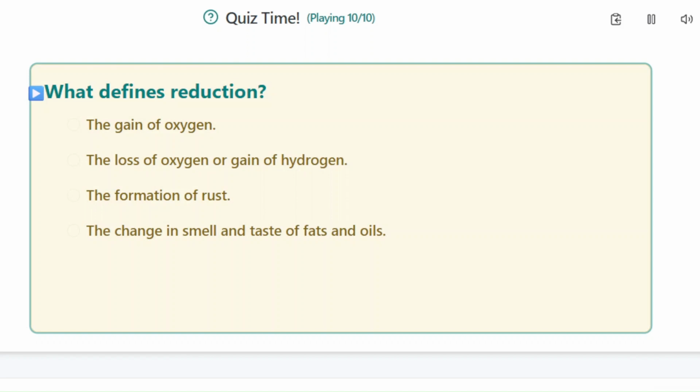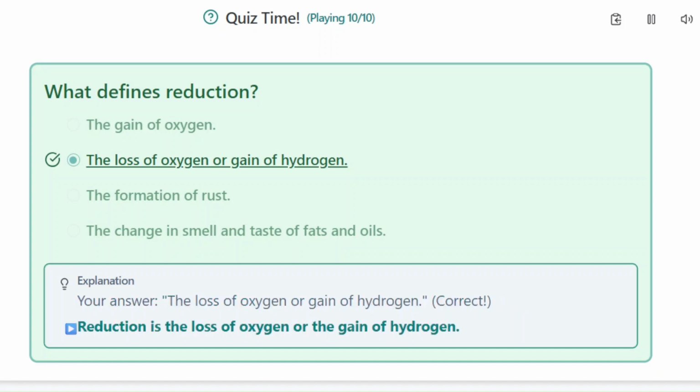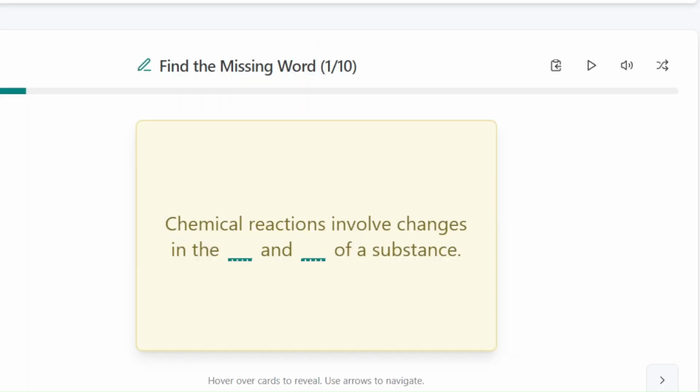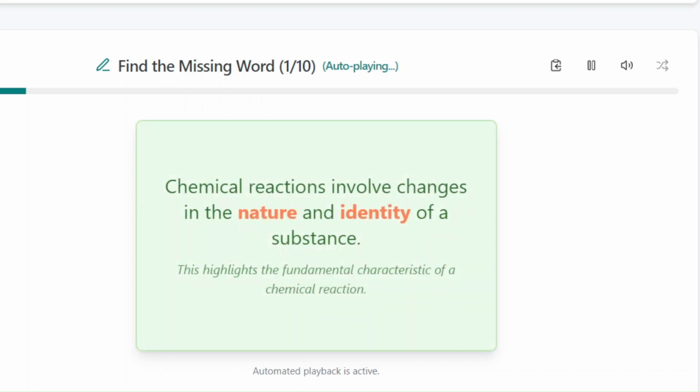What defines reduction? The correct answer is the loss of oxygen or gain of hydrogen. Explanation: reduction is the loss of oxygen or the gain of hydrogen. Chemical reactions involve changes in the dash and dash of a substance. Nature, identity. Explanation: this highlights the fundamental characteristic of a chemical reaction.